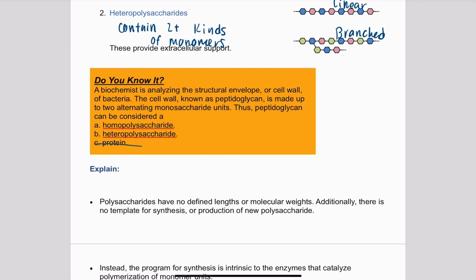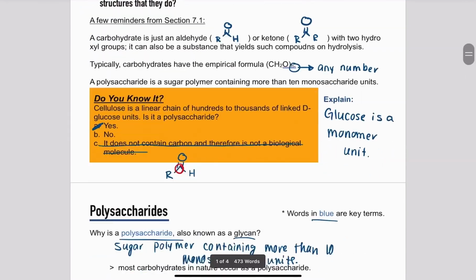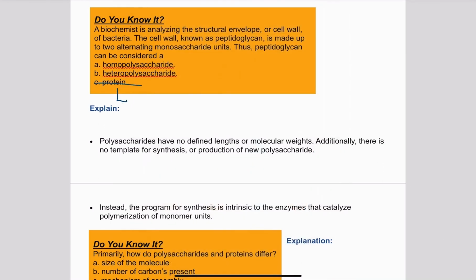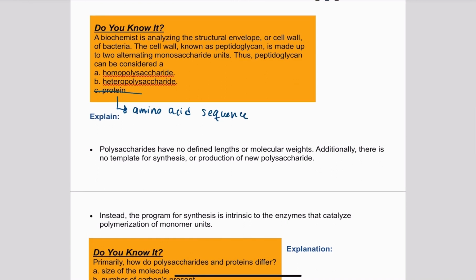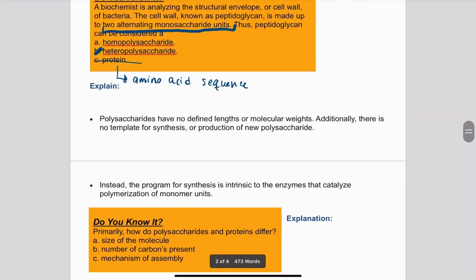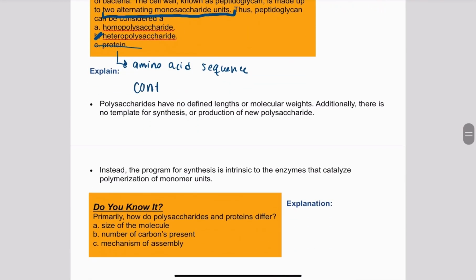We know that the answer is not C, protein. A protein is just a long amino acid sequence. Okay. Now it's between options A and B. We know that the answer is actually option B because this is two alternating monosaccharide units, and our heteropolysaccharide contains two or more kinds of monomers.